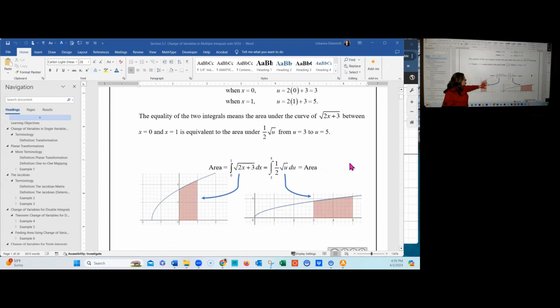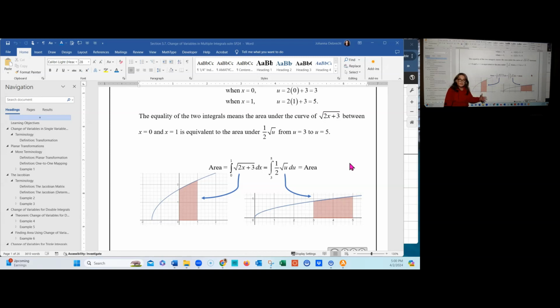So the first one is with respect to X and Y. We have the square root of X, this function, and inside of it 2X plus 3. The graph here in blue is the graph of our curve, the square root of 2X plus 3. And we want to integrate from 0 to 1, which gives us the shaded region that you see here.